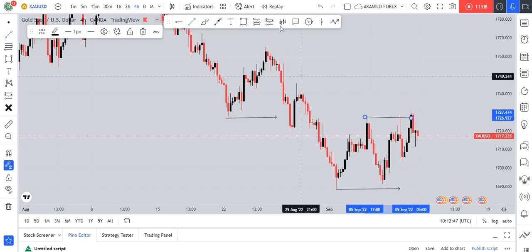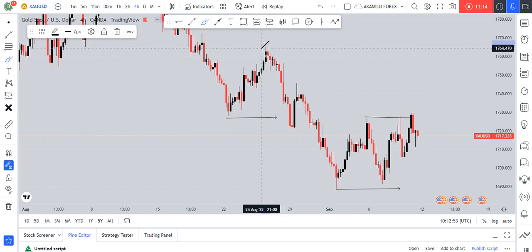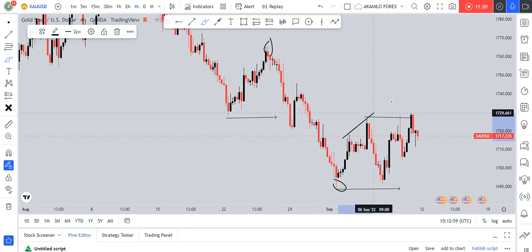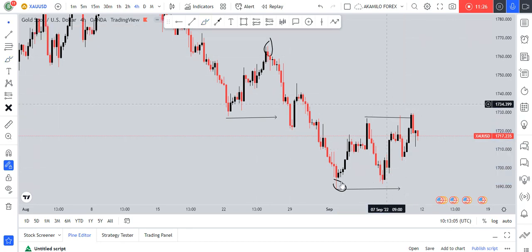So our focus is on here, this high. This high to this low. Whatever happens here is an inner structure. Whatever happens here is an inner structure. So here is our inducement leg.